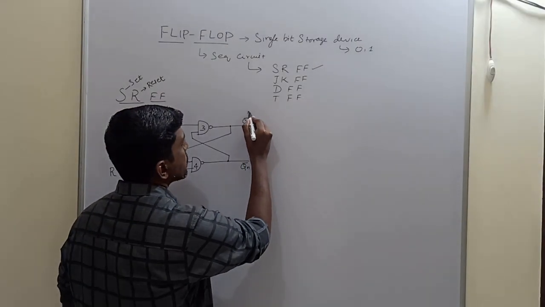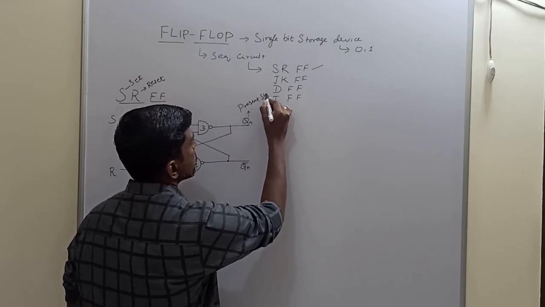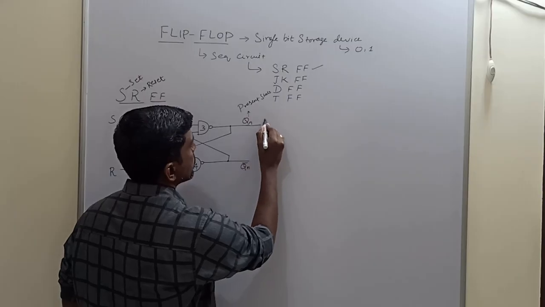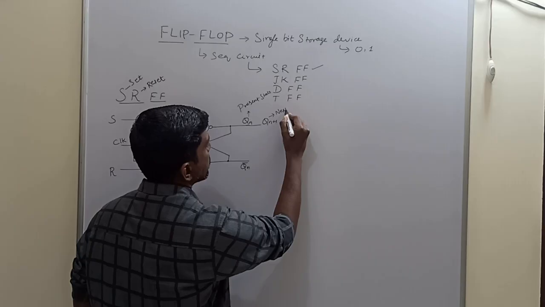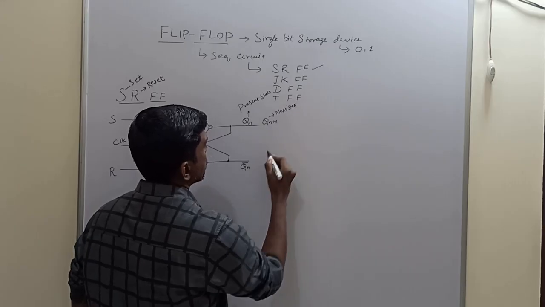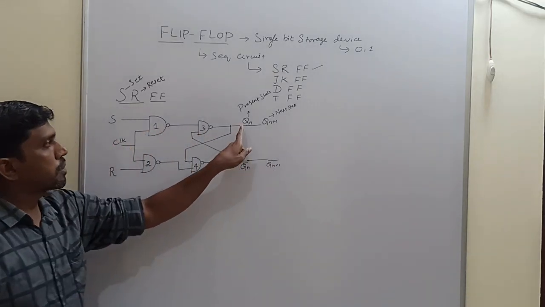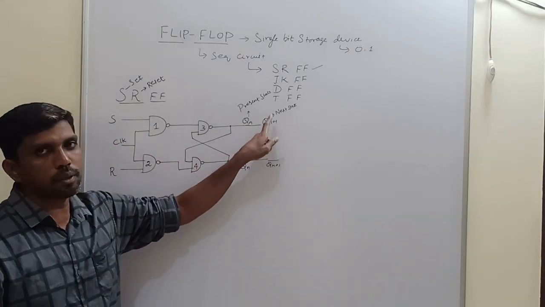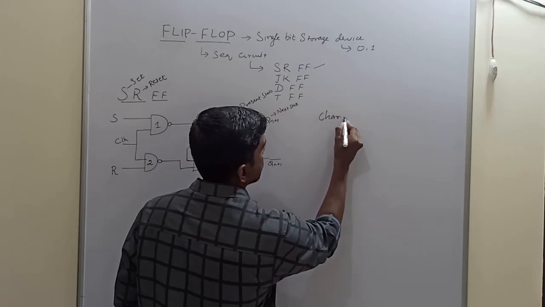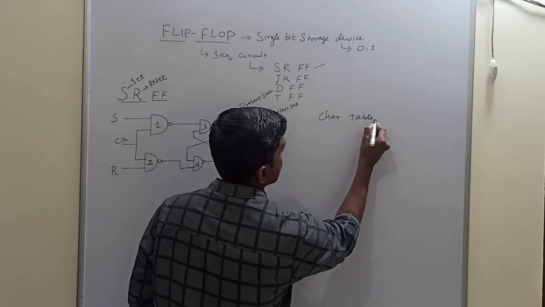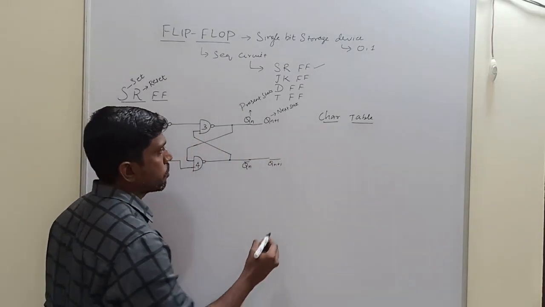Qn represents the present state, and Qn plus 1 represents the next state, and Qn plus 1 bar. Qn represents the present state, Qn plus 1 represents the next state. So I am going to write the characteristics table. Using this table, I will get the next state of this SR flip-flop.